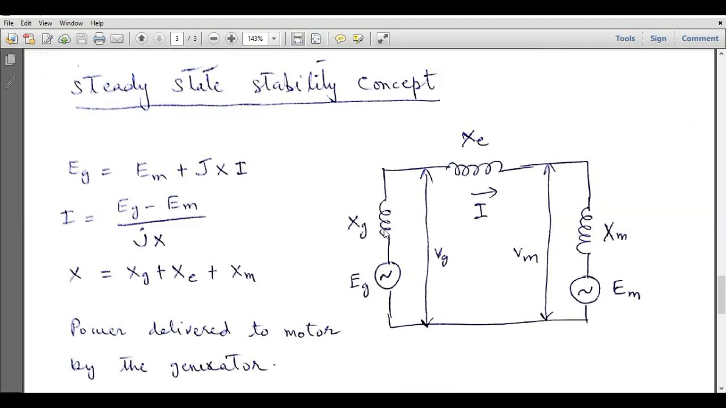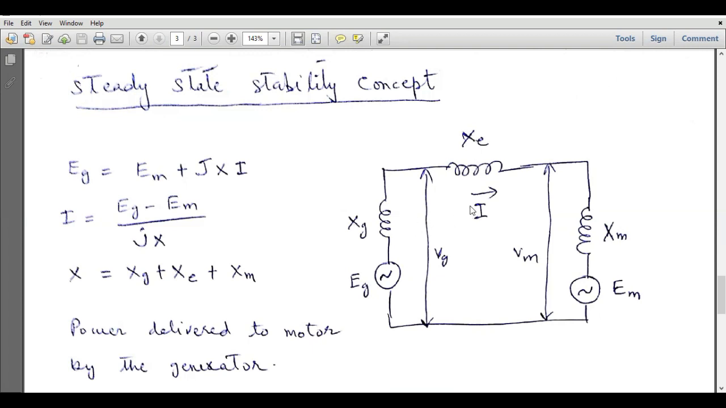And we know that the internal circuit of a generator and motor is composed of windings. So the overall nature of the internal circuit of generators and motors can be represented by the inductive reactances, and in between there is a transmission line, and we have ignored the resistance of the transmission line, and only the inductance of the transmission line is considered, which is specified as Xe.